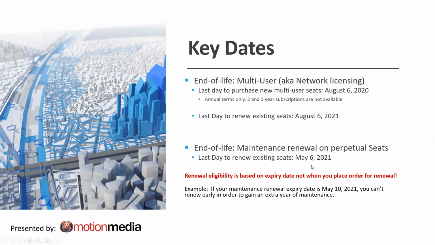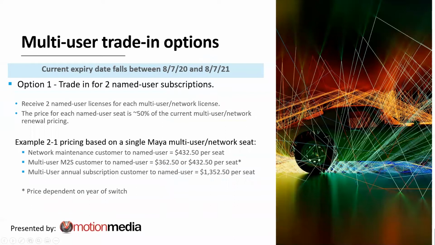You will have some options to trade that in if you choose, and we're going to go over that, of course. The first thing we'll do is the network license trade-in options. And I'm going to use this example of August 7th of this year through August 7th of next year. And you've got 3 options. The first option, if your renewal date falls within that period, is you can trade them in for 2 of the named user subscriptions. Currently, the cost of a floating license is about double what a named user subscription is. So they're going to give you 2 named users for each of the floating users.